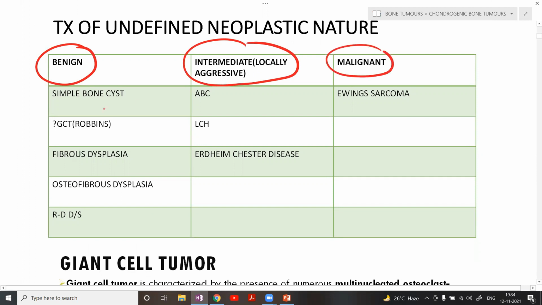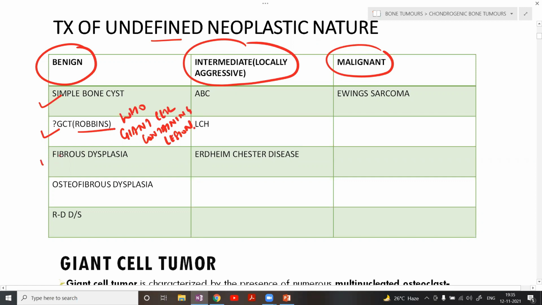So among the benign tumors, we have simple bone cyst and giant cell tumor. Now Robbins has given giant cell tumor as a tumor of undefined neoplastic nature. But under the latest WHO, giant cell tumors are under giant cell containing lesion, so there is a separate heading for giant cell tumors.